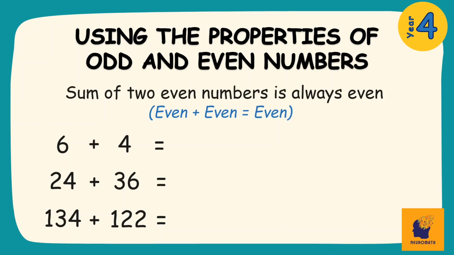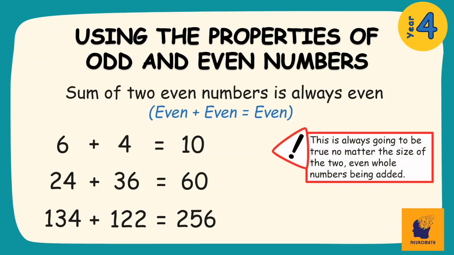So if I go through them one by one, I can see that this condition is true. 6 plus 4 being 10, which is an even number. 24 plus 36 being 60, which is also an even number. And 134 plus 122 being 256, also an even number.